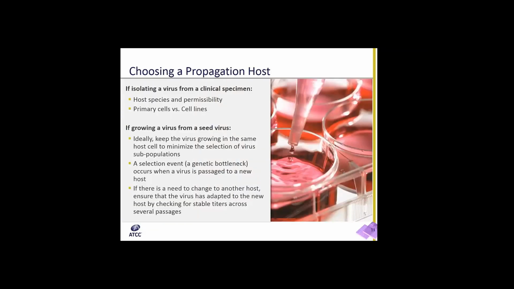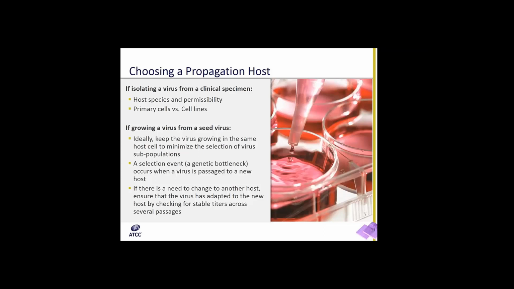Choosing a propagation host. Now, depending on whether you are using the cell line to isolate a virus from a clinical specimen, or whether you're growing a virus from a seed, you may have a few choices. From a clinical specimen, always pay attention to the host species and the permissibility of the host cells to that particular virus that you are expecting to isolate from the specimen. You have choices of using primary cells as well as cell lines, but remember that cell cultures vary greatly in their susceptibility to different viruses.